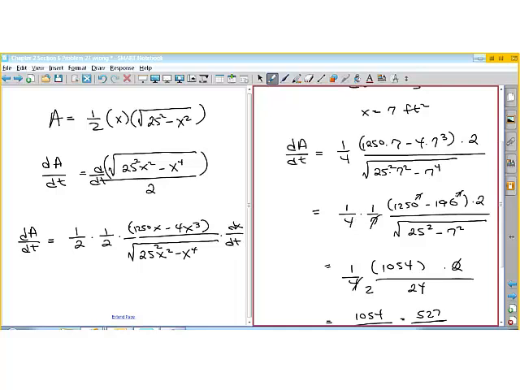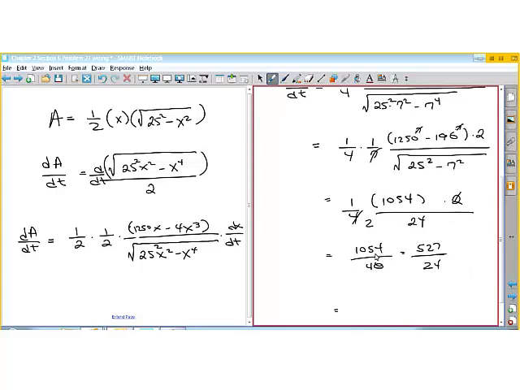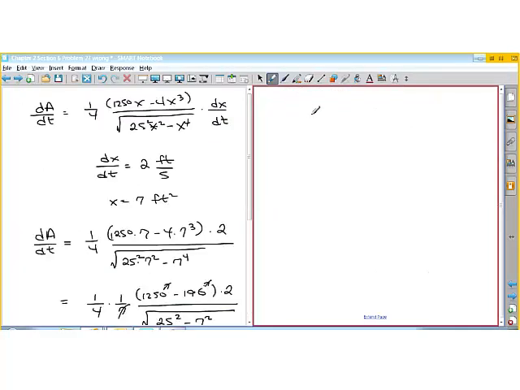This 2 cancels out a 2 in there, so 2/4 is the same as 1/2. Again, that's 1054. And the denominator, 25 squared minus 7 squared, take the square root, is 24. We just did that a minute ago. And so you get 1054 over 48, which is 527 over 24. So that's the answer for part B. That's dA/dt. Okay, that's number one way to do it.